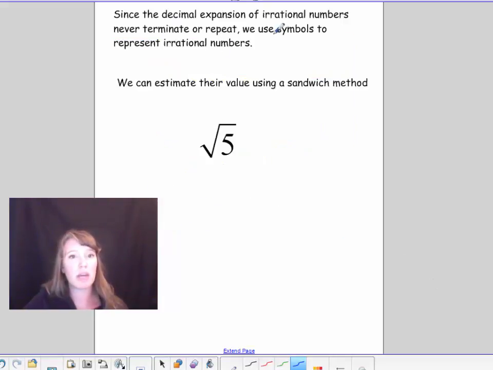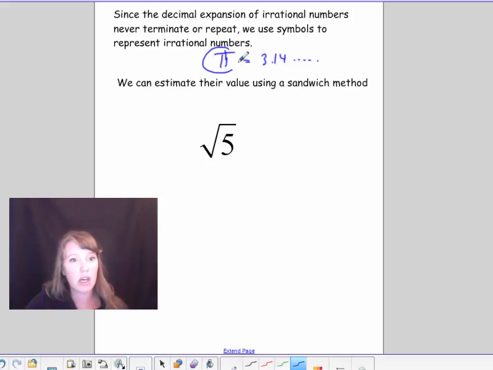Since the decimal expansions of irrational numbers never terminate and never repeat, we use symbols to represent them. A classic symbol is pi. Pi represents this number 3.14... because it goes on and on and on. Pi is a letter in the Greek alphabet, so it's not as if pi didn't already represent something. We just use that symbol in the math system to represent a number that goes on and on.